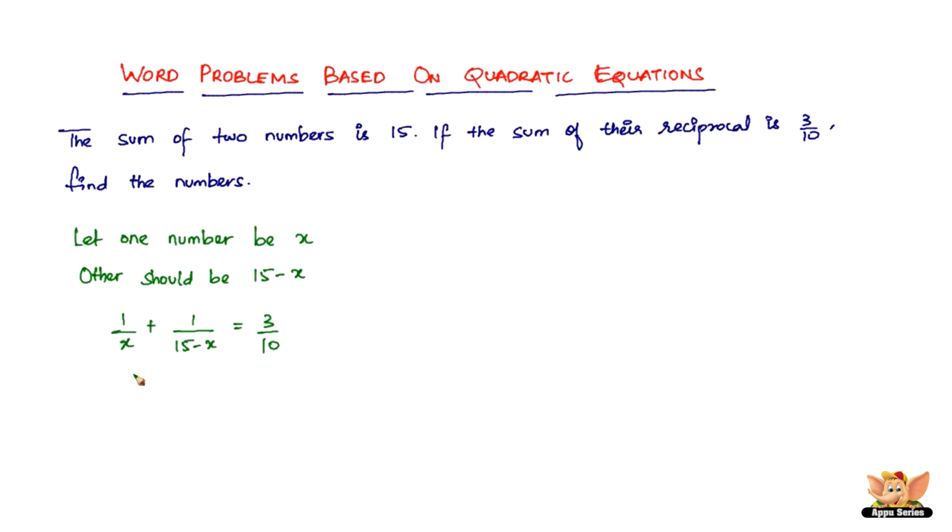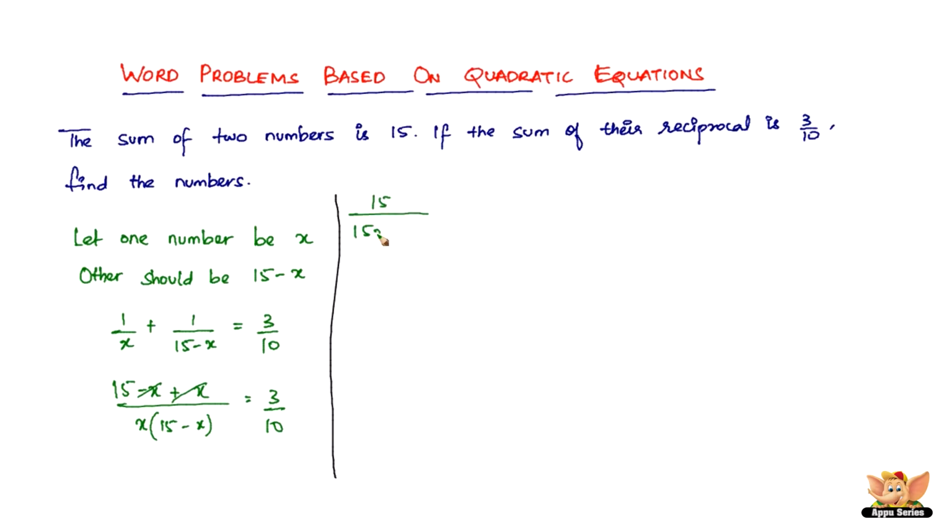So just solve this. We get 15 minus x plus x divided by x times 15 minus x equals 3 by 10. x and x get cancelled. So what we've got is 15 divided by 15x minus x squared. x times 15 is 15x and x times negative x is negative x squared, which is equal to 3 by 10. So now, cross multiplying, we get 15 times 10 equals 3 times 15x minus x squared.